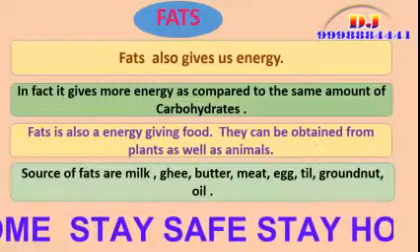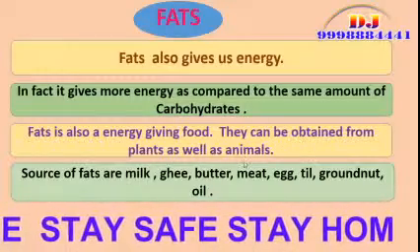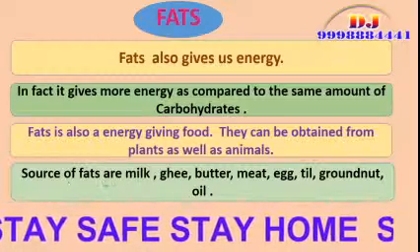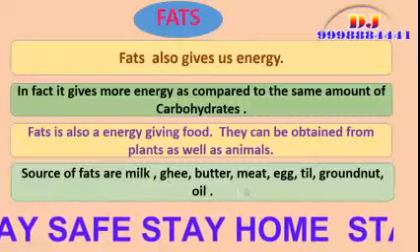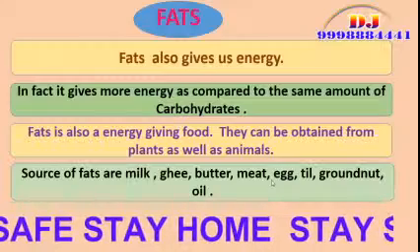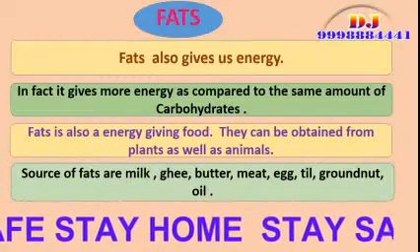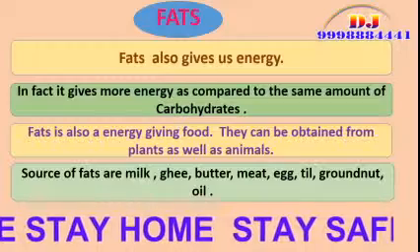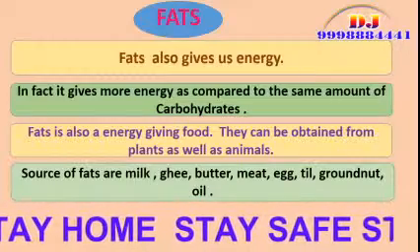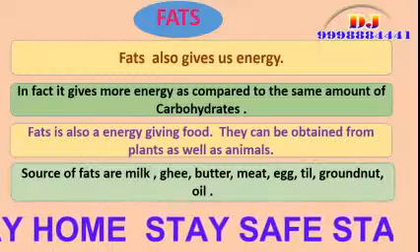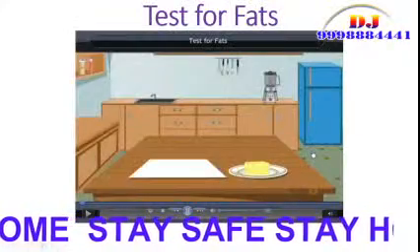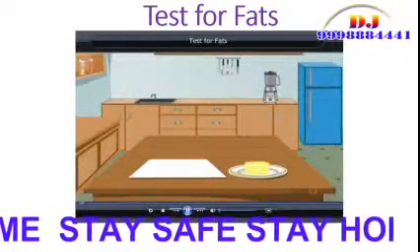They can be obtained from plants as well as animals. We get fat from plants as well as from animal products. Sources of fats are milk, ghee, butter, meat, egg, til, groundnut oil and different oils. Fats are a source of energy, and they give more energy as compared to carbohydrates. Is it clear, dear students?